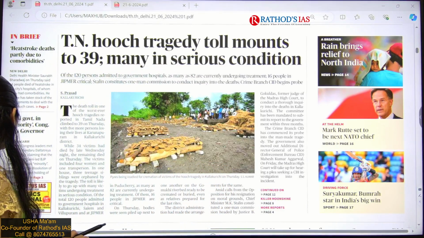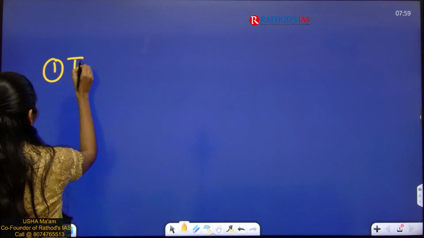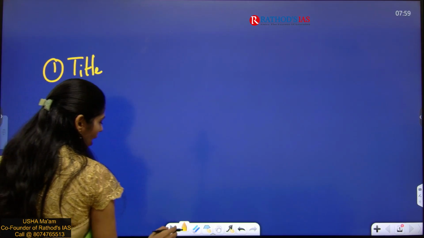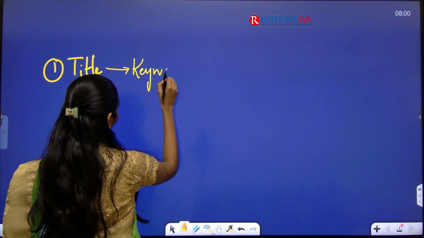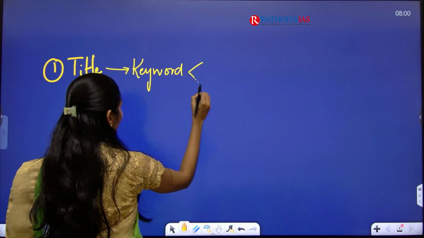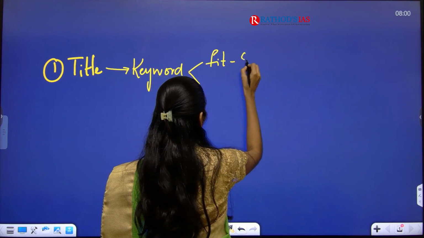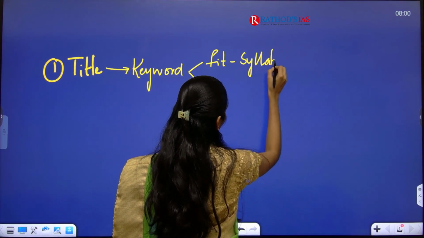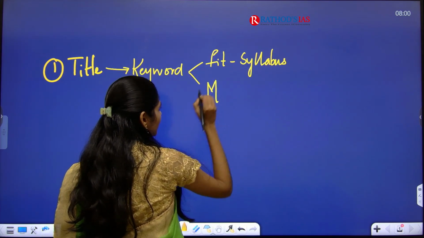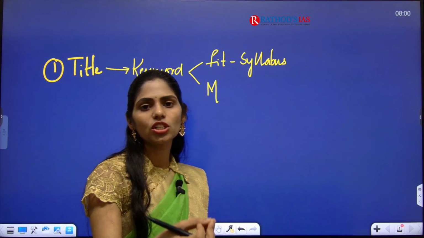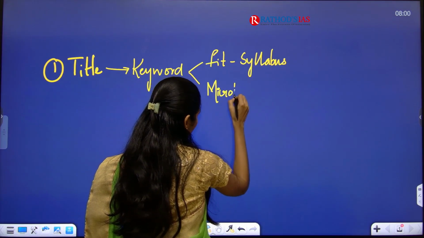And I want to say one thing, how this analysis will go on. First we are going to select a title of the article. After selecting the title, we are going to identify the keyword from that title. And after identifying the keyword, we are going to do two things. First, we are going to fit it into our syllabus, where exactly we can fit that article, in which subject, like GS1, GS2, GS3, GS4, and exactly we have to fit it with micro topics.